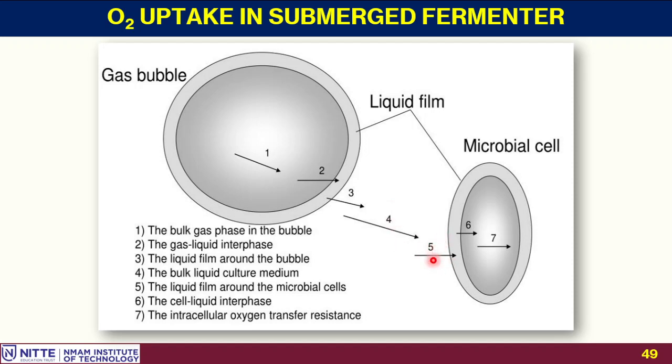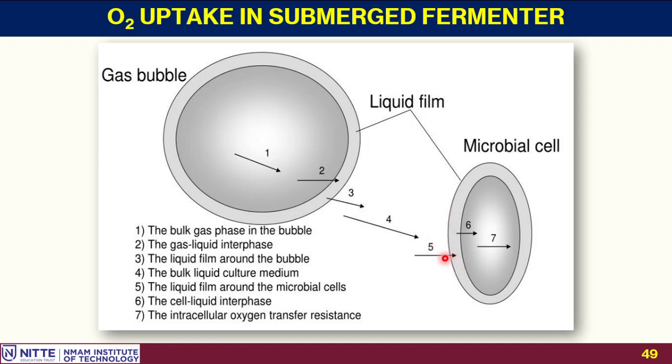Step number 5, from the bulk to the nearest liquid film, the oxygen should enter, that is, it should diffuse. So this is also quick enough. It depends upon the layer that is present. Slight amount of, you can say, it is the next level of resistance compared to the third one. Third step is the highest resistance, fifth is the next one.